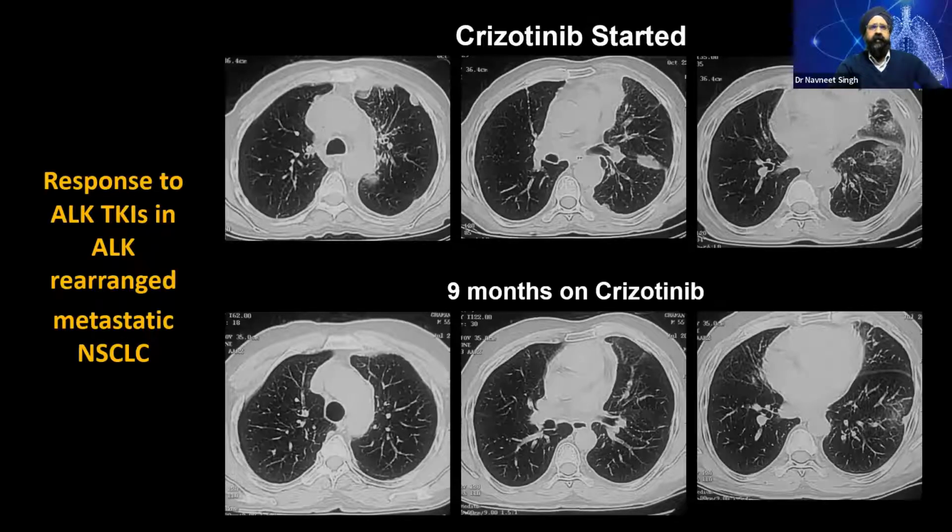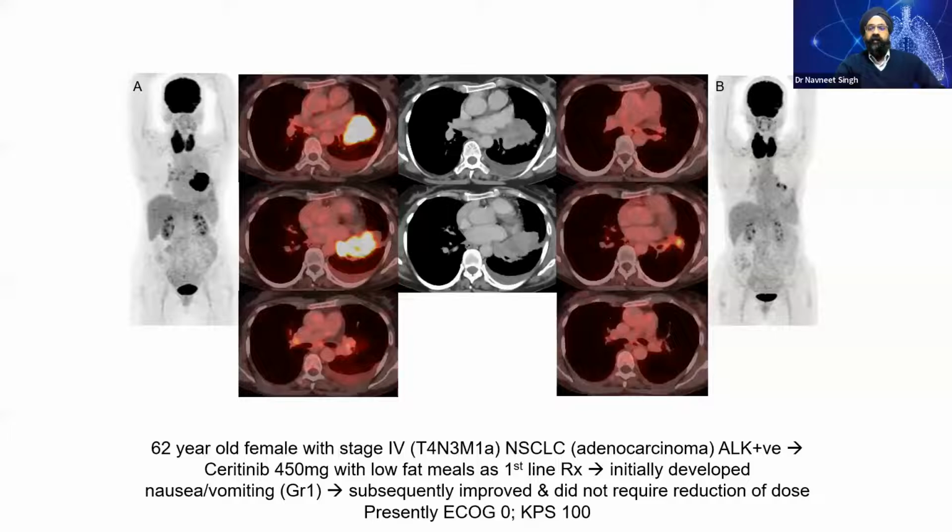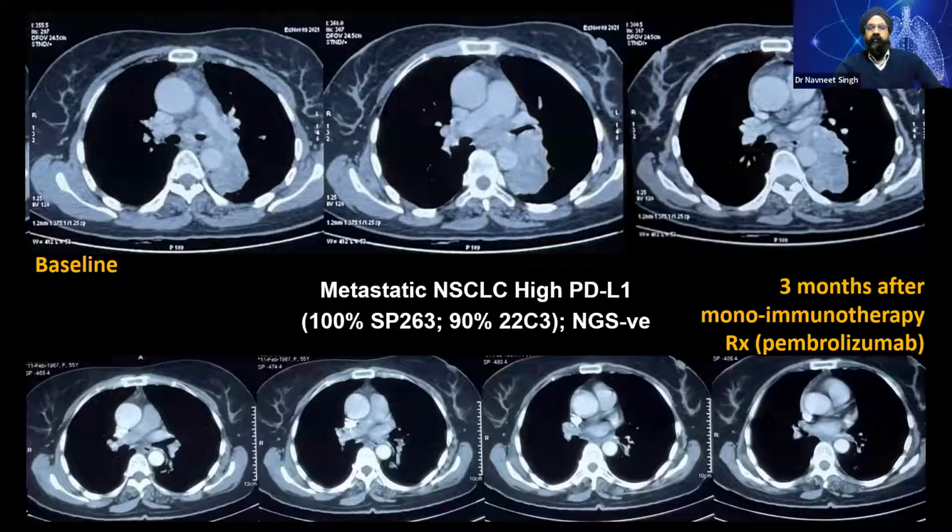If you look at ALK, this is another patient, 9 months on the first generation drug, crizotinib, excellent responses again. And even if for any chance you were to do PET scans, you can see this patient who has been treated with a second generation ALK inhibitor, osimertinib, using a 450 milligram with low fat meal concept, remarkable improvement.